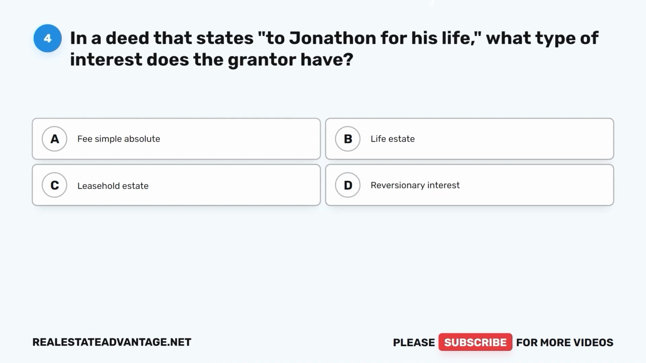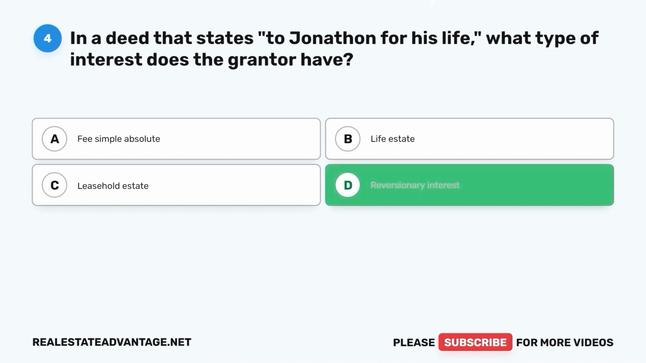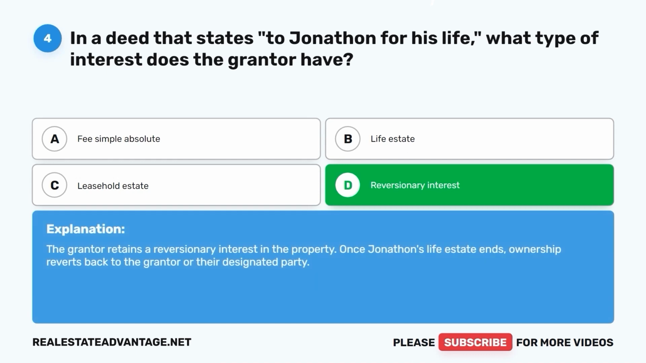Question 4. In a deed that states to Jonathan for his life, what type of interest does the grantor have? A. Fee simple absolute. B. Life estate. C. Leasehold estate. D. Reversionary interest. The correct answer is D. Reversionary interest. The grantor retains a reversionary interest in the property. Once Jonathan's life estate ends, ownership reverts back to the grantor or their designated party.